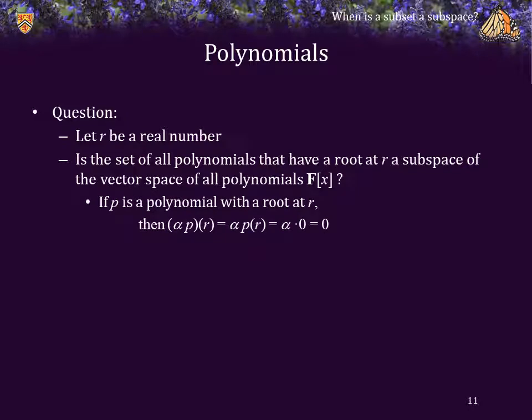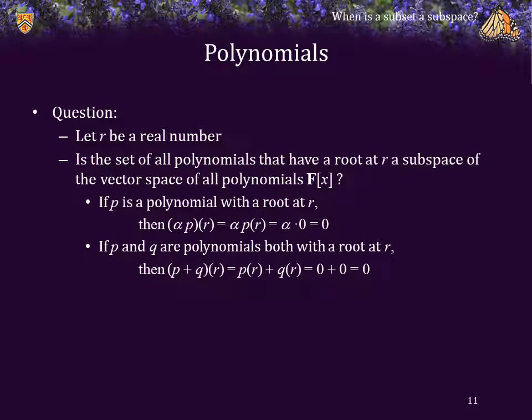Well, if P is a polynomial with a root at R, then if I multiply that polynomial by alpha, the value of that is simply alpha times the polynomial evaluated at R. But there's a root at R, and so the polynomial evaluated at R is equal to 0, and therefore alpha times that polynomial is also going to be 0 at R. If P and Q are both polynomials with roots at R, then the sum of P plus Q evaluated at R is simply P evaluated at R plus Q evaluated at R, but because they are both roots, the polynomial P plus Q is also 0 at R. Thus, this is indeed a subspace.